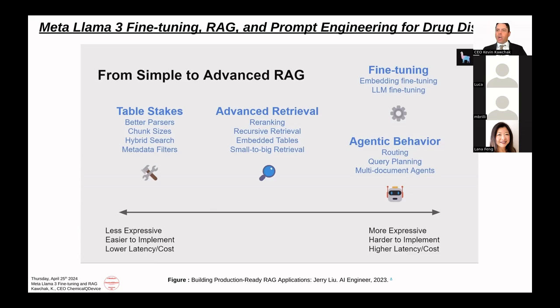So better parsers, chunk sizes, so this is basically when the data is first passed through metadata filters. Now the advanced retrieval: re-ranking, recursive retrieval, embedded tables, small to big retrieval. The biggest thing that I've collected so far from RAG is that, instead of just taking the LLM's word for whatever answer, it's now using the web to pull information, and it has the ability to cite sources. So that's a huge thing that you typically don't get.